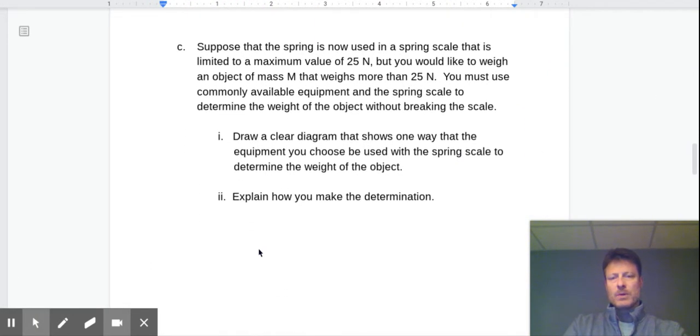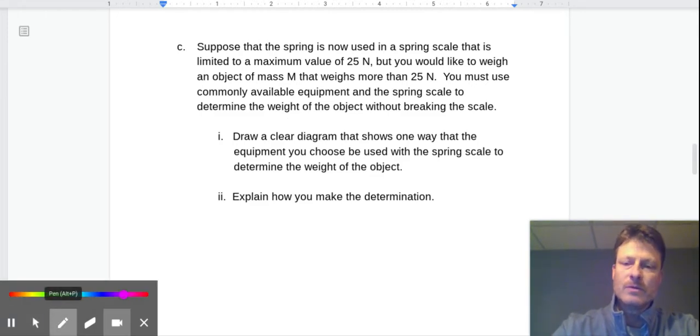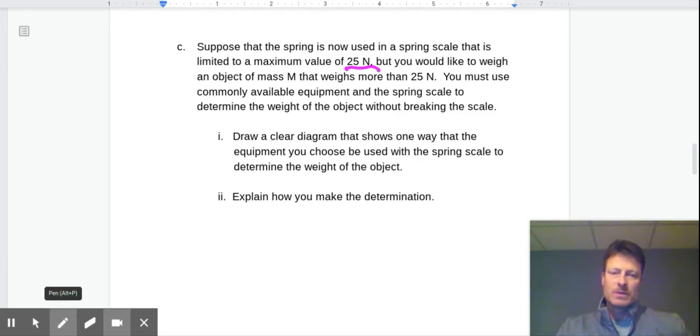The next one says, suppose you have a spring scale that has a maximum value of 25 newtons. I think your problem said 20; I just changed it to 25. It was supposed to be 25. But you want to use that spring scale to measure something that weighs more than 25 newtons. How would you go about doing it? Draw a clear diagram.